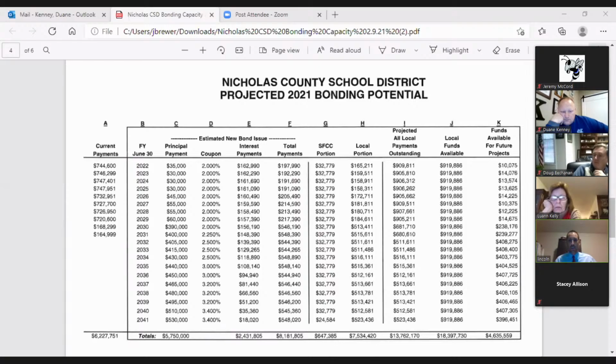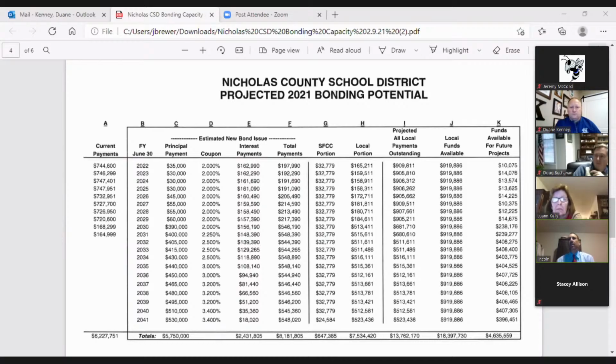That doesn't mean that we can buy that many textbooks or hire additional teachers. It's, again, very, very restricted for building fund purposes only. But column C does represent the principal payments on a hypothetical bond issue. Column D represents the interest payments. Again, these are very conservative interest rates. If we were to issue bonds today, the rate would be almost half that.